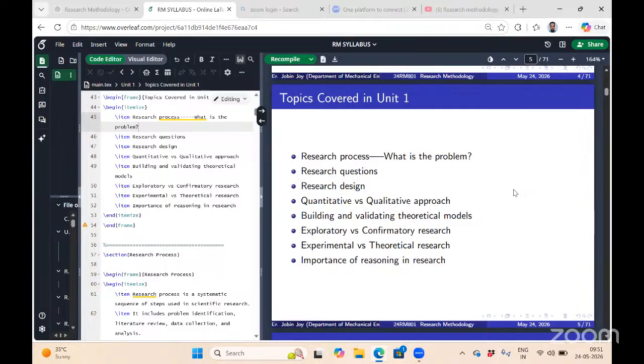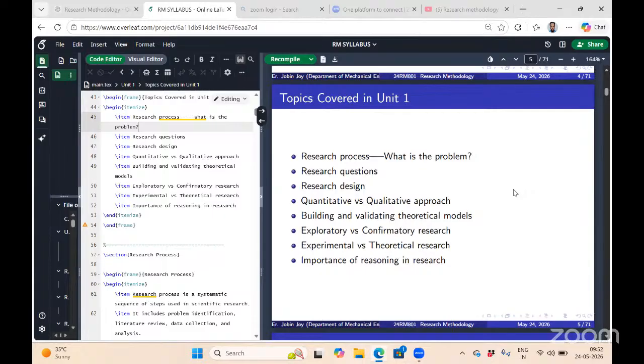Deductive reasoning means you will be drawing conclusions from general statements. From the general statements, you will be generating some specific conclusions. For example, I can say all metals expand when heated. This is a general statement, right? Iron is a metal. So I can say, therefore, iron expands. From the general statement, I draw a specific conclusion. This is called deductive reasoning. In order to interpret information logically, the researcher needs this reasoning ability.